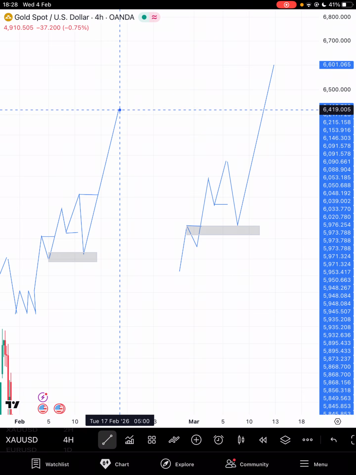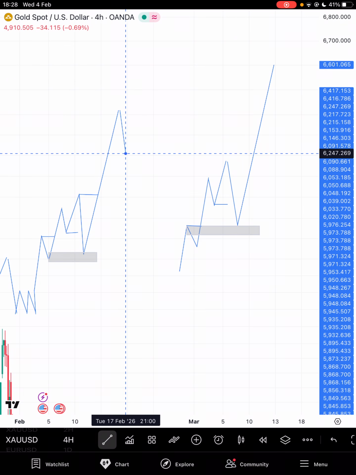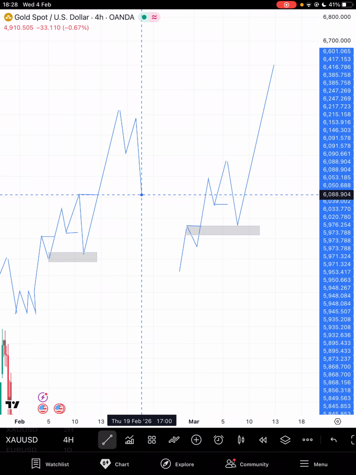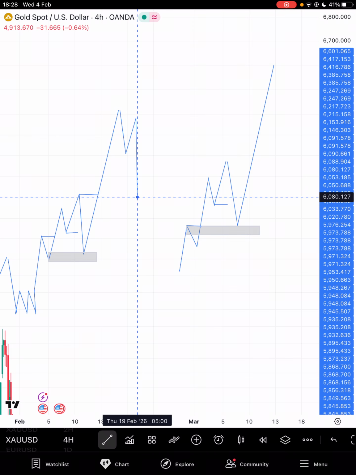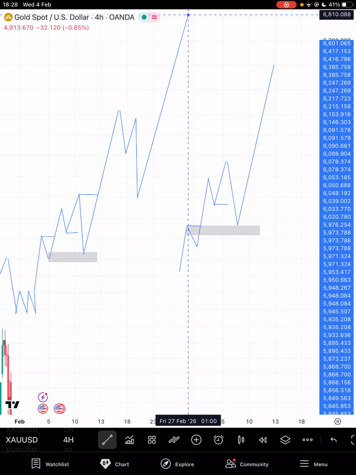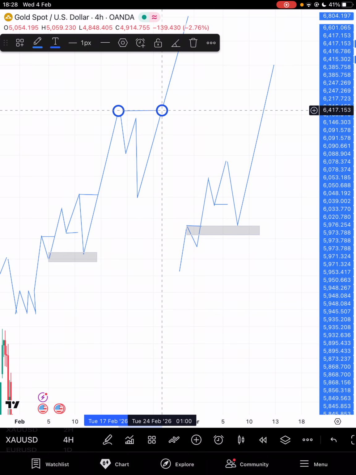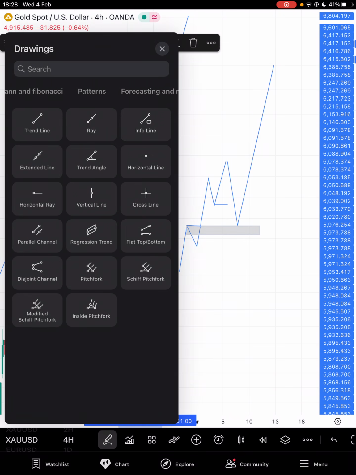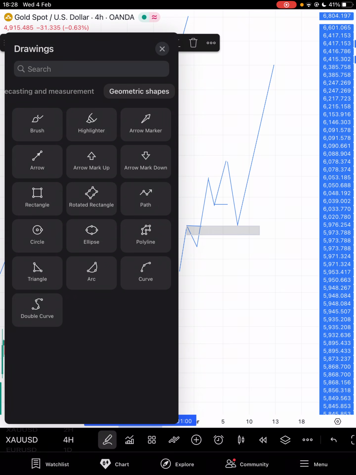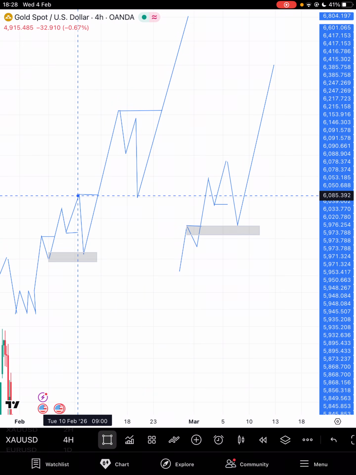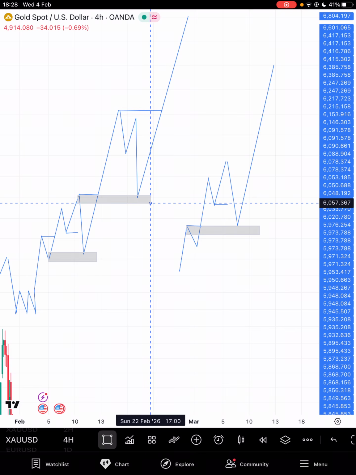Now what next? Price is going to create an inducement, and price is going to sweep the inducement, come tap that breaker block. Immediately price taps the breaker block. Now what do we expect? We expect it to go to TP. We target this high as our TP. Following that, price respected this breaker block here.